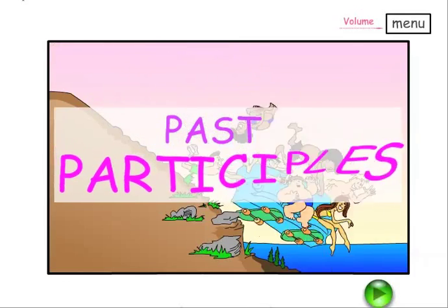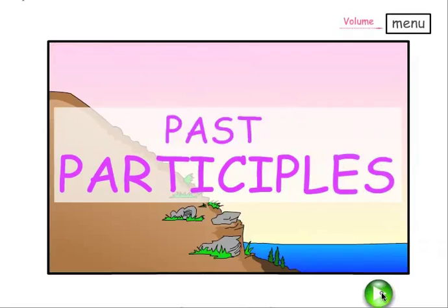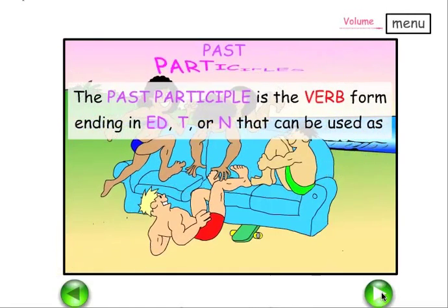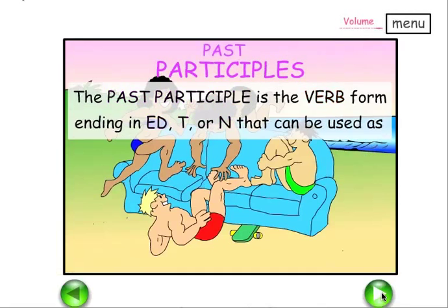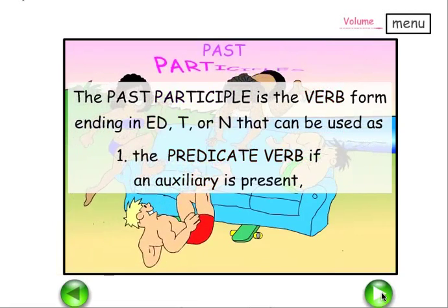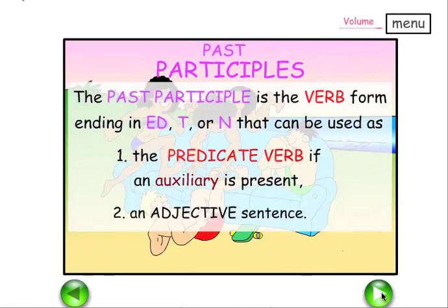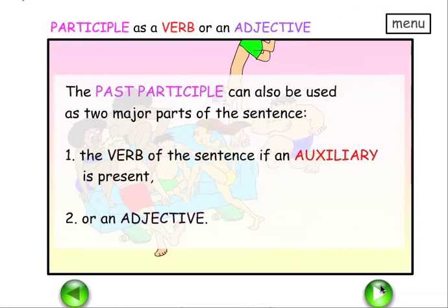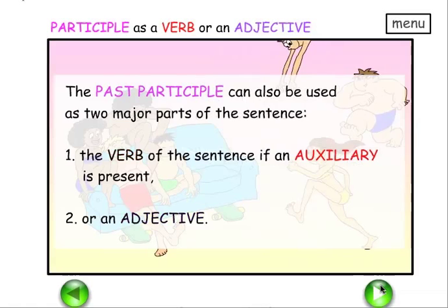Past participles. The past participle is the verb form ending in ed, t, or n that can be used as the predicate verb if an auxiliary is present, or as an adjective part of the sentence. The past participle can also be used as two major parts of the sentence: the verb of the sentence if an auxiliary is present, or an adjective.